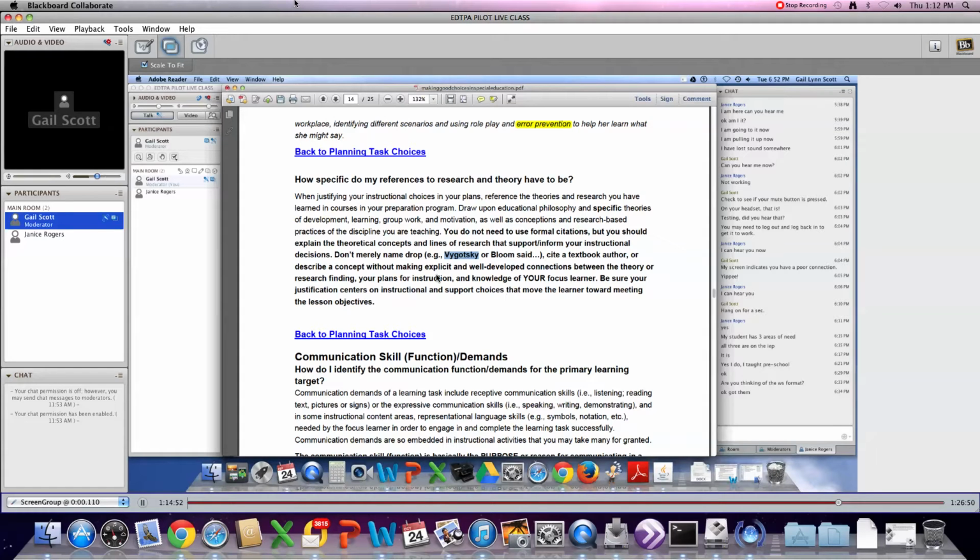Okay? You don't have to use highbrow names. I don't even remember what Vygotsky's theory is. I never learned Vygotsky when I took ed psych a million years ago, okay? But I do know Bloom's taxonomy, and I do know higher order thinking skills, and I do know building on lower thinking skills to move to the next higher thinking skill, okay?